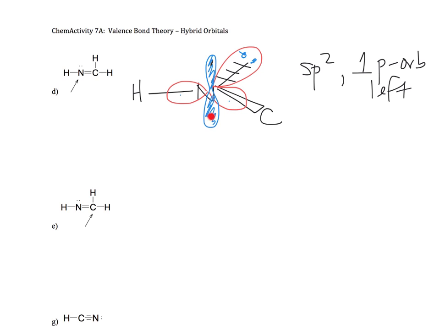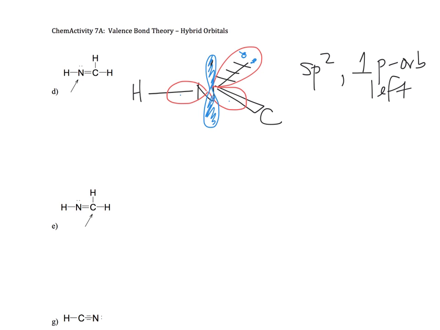The p orbital is half filled, it's ready to bond. This hybrid orbital is half filled, it's ready to bond. This hybrid orbital is half filled, it's ready to bond. This one is full, so it can't bond. But nitrogen, notice, needs to form 3 bonds over here. And we've got 1, 2, 3 orbitals that are ready, so that looks good.